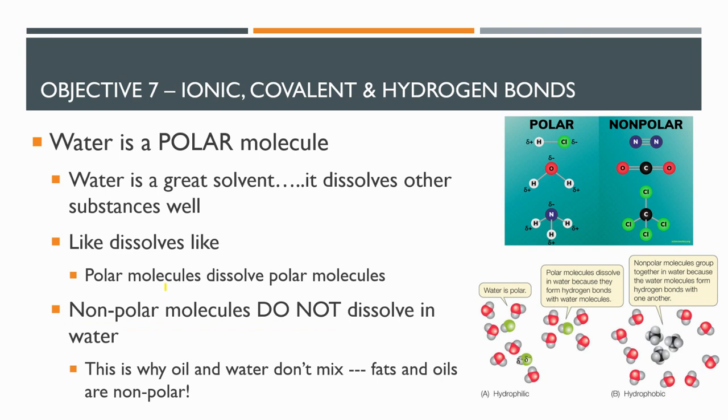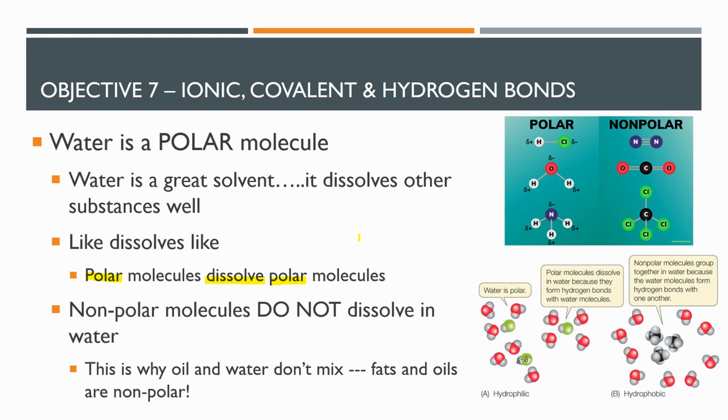All right, so one of the most common examples of a polar molecule is water. And water is what we consider a great solvent. What that means is it dissolves other substances really well. It's what a lot of times we refer to as the universal solvent. And when it comes to dissolving and making solutions, like dissolves like, okay? So because water is polar, it dissolves other polar molecules very well. Polar dissolves polar, all right?